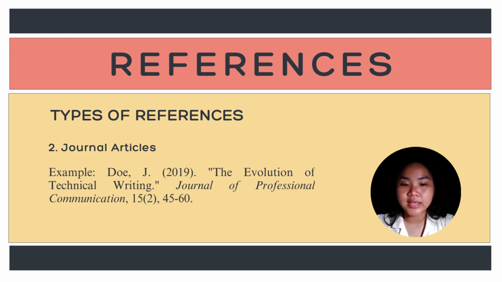So we have here the example. The format goes like this: the author's last name and initials must be listed first, followed by the year in open and close parentheses, and then followed by the article title in quotation marks, and then the journal name is italicized, and then the volume number is in italics with the issue number in parentheses, and lastly the page range of the article is included at the end.